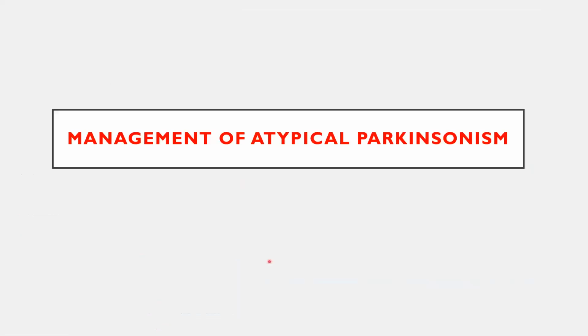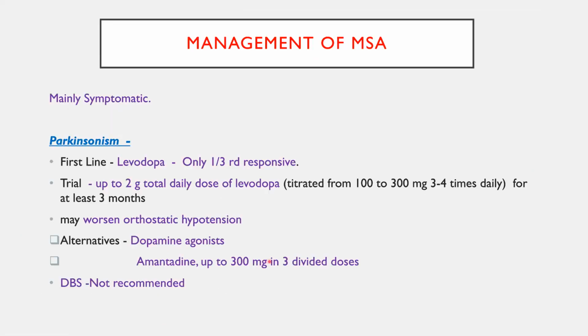So coming to the last part, that is atypical Parkinsonism management. It is very difficult because most of the treatment would be mainly symptomatic, because levodopa sensitivity is only in 30 to 40% of the patients. Up to 2 grams you can give. Meanwhile, you need to look for orthostatic hypotension. In MSA patients, orthostatic hypotension will already be there. Again, if you give levodopa, that will worsen it. So in that setting, you can use a dopamine agonist or amantadine. In this setting, surgical intervention is not advised and not beneficial also.